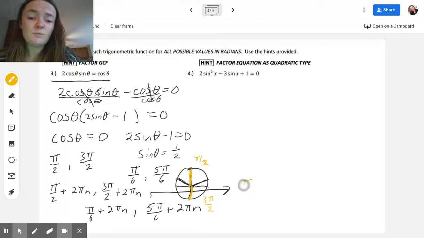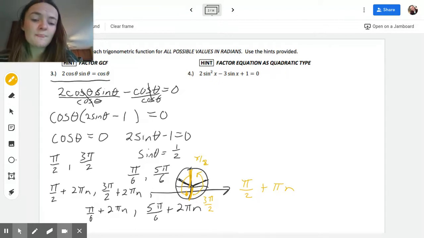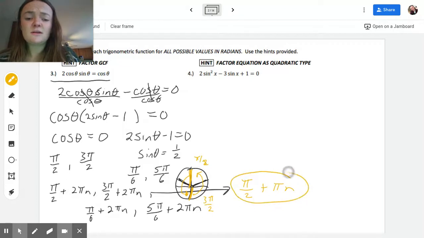If I just wrote pi over 2 plus pi n, that would actually cover everything, because I would start at pi over 2, I would go over n, pi n, which would take me to 3 pi over 2. From 3 pi over 2, I'm going to move another pi, which would take me back to something bigger than 3 pi over 2, which would be 5 pi over 2.